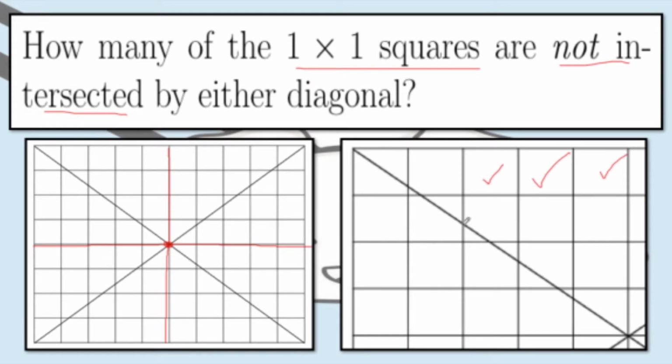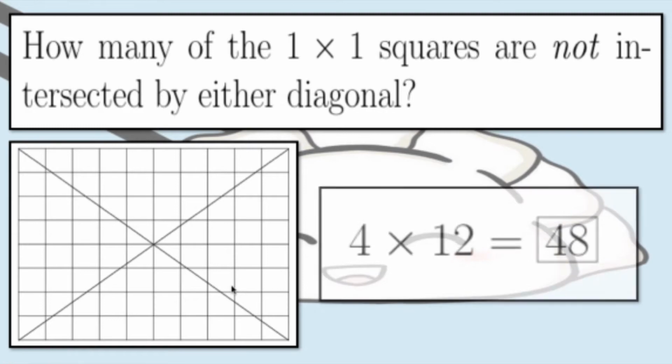So there are 1, 2, 3, 4, 5, 6, 7, 8, 9, 10, 11, and 12. So there are 12 non-intersected 1x1 squares in 1/4 of the figure. So it makes sense that there are also 12, and 12 here in each of the 4 regions. Now, since we have 4 12s, our answer should be 4 times 12, which would give us 48. And this is indeed the answer.